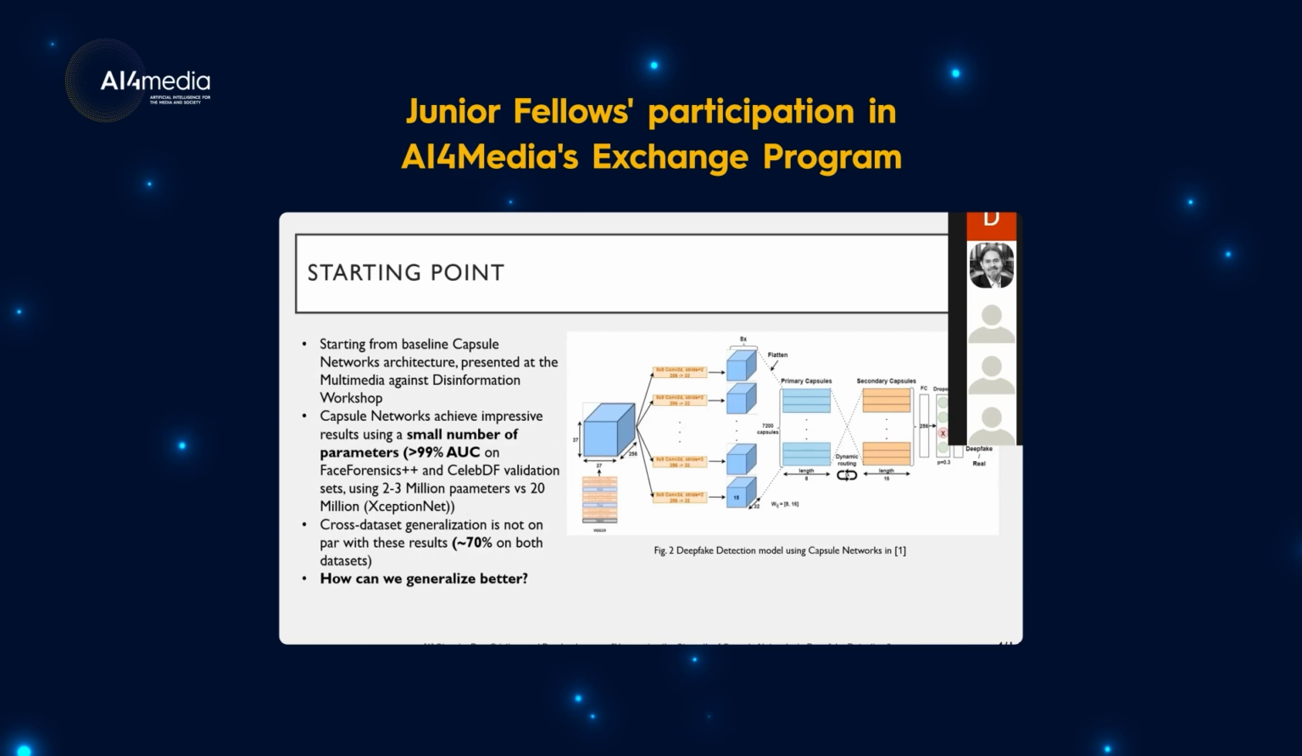So for this, we have a starting point, which is my capsule network architecture, which I presented in the Multimedia Against Disinformation workshop. And this particular architecture got some impressive results using a small number of parameters. So 99% area under curve on two data sets, FaceForensics and Celeb. But when trying generalization across data sets, so training with FaceForensics and testing with Celeb and the other way around, the area under curve was like 70%. So the question is, how can we generalize better?